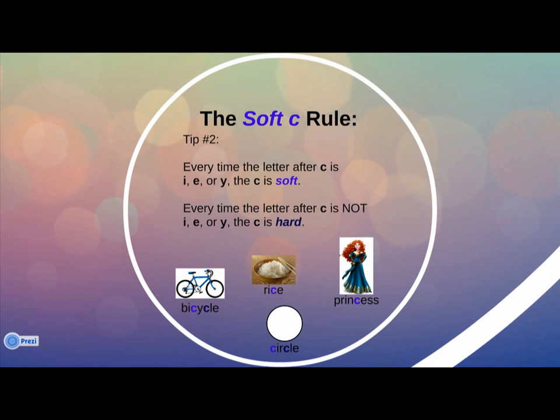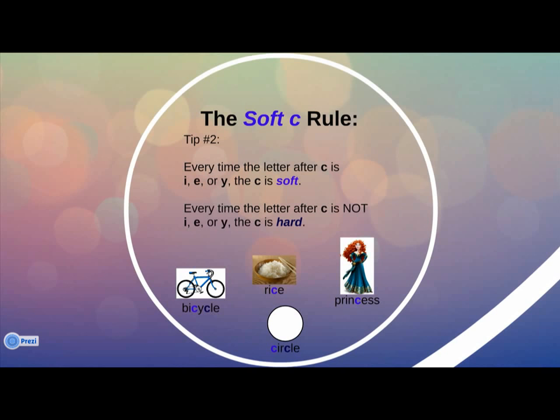So the pattern is that every time the letter after C is I, E, or Y, the C is soft. But every time the letter after C is not I, E, or Y, the C is hard. So every time you see I, E, or Y after the C, you know it's a soft C and it will make the sound S. But if you see any other letter, whether it's a vowel or a consonant, after the C, it's a hard C and it will make the sound K.